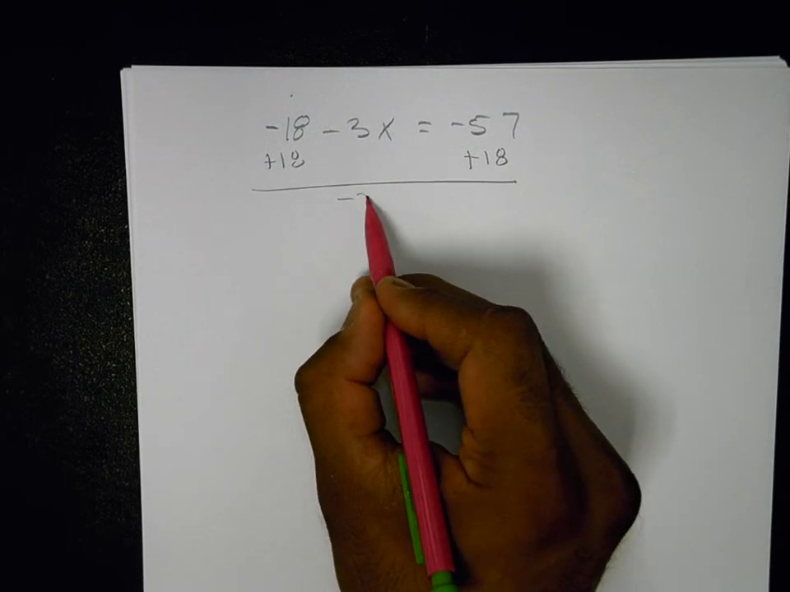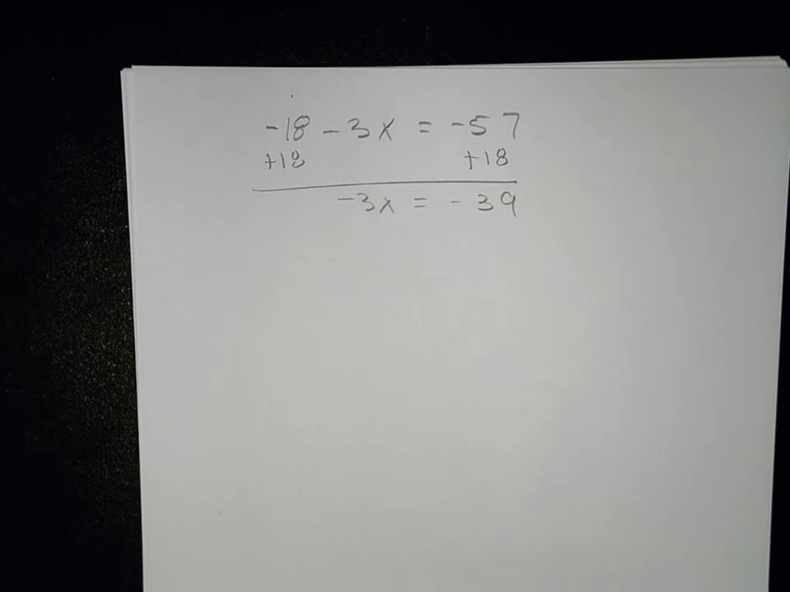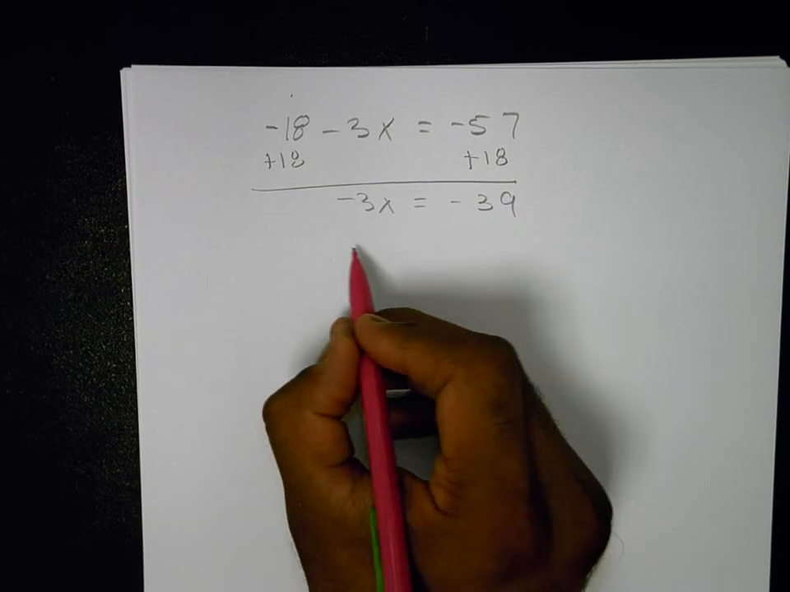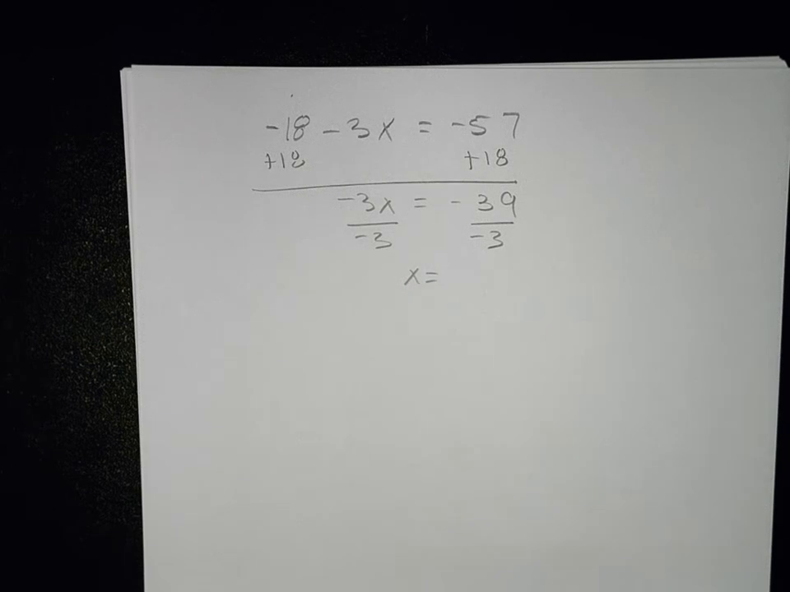And so I get negative 3x, that negative is attached to that 3. I get a negative 39 over here. Divide by a negative, and I get positive 13.